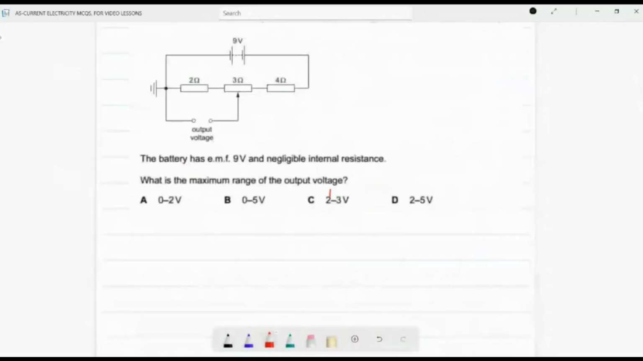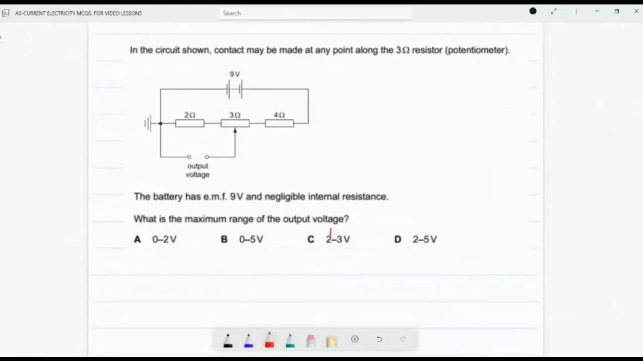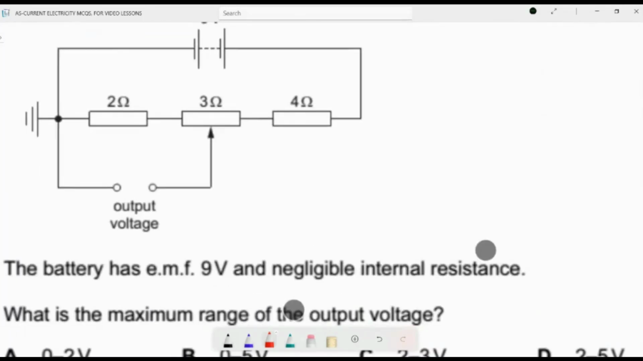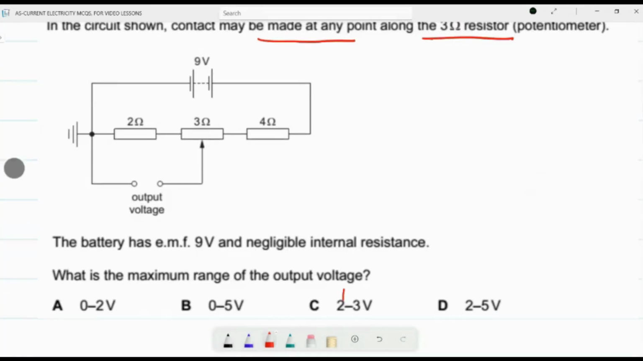Okay, now I have another question for you. In this video, I'm going to show you another question which is very important to calculate, and it is related to the potential divider circuit. It says that in the circuit shown, a contact may be made at any point along the 3 ohm resistor. It is basically related to the potentiometer as well. So these are two different categories of questions, I mean potential divider as well as potentiometer, we can say that.